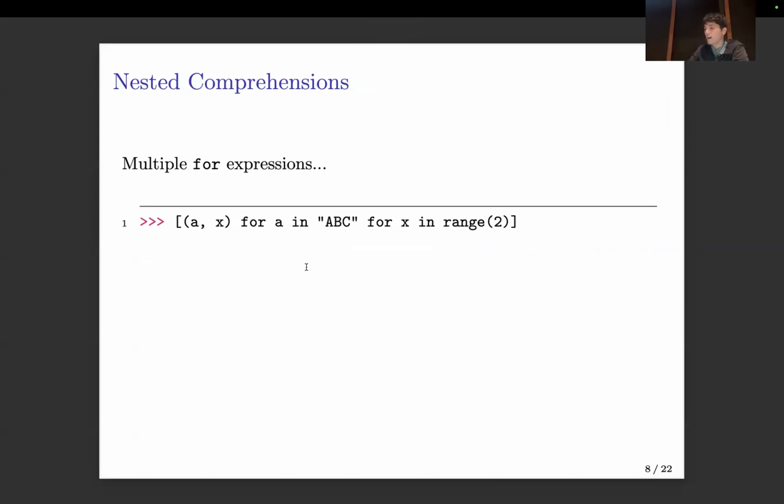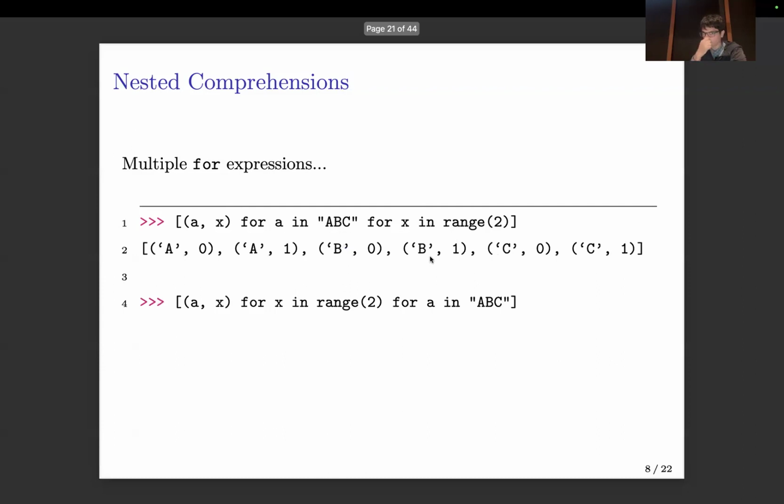You can nest these comprehensions. You can have more than one for in a list comprehension, and it's not just 2. It's 1 or 2 or as many as you would like. You just have to take care about which order these for loops are going to exhaust. Okay, so I'm saying for a in ABC and for x in range 2. So a is going to be a, b, and c, and x is going to be 0 and 1. Let's see how this evaluates just to figure out which one exhausts first.